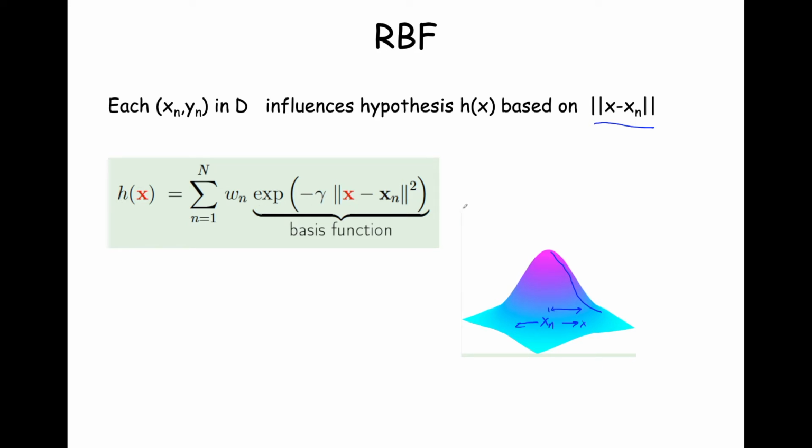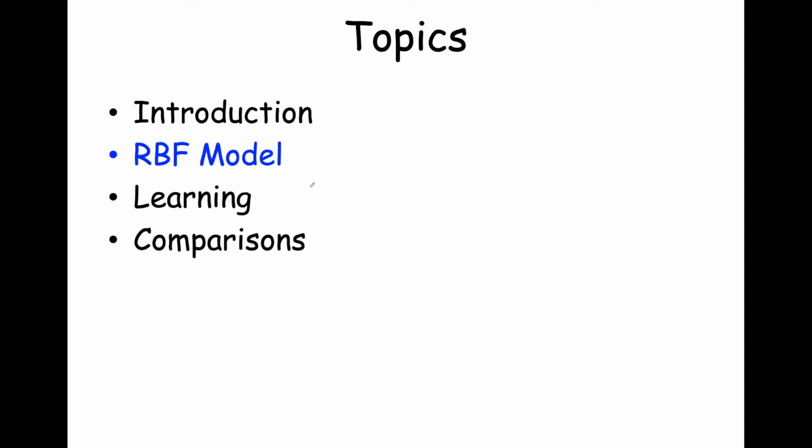And it looks almost like an interpolation. The output of our hypothesis is some weighted combination, where the weights are wn, of a soft influence, a decaying influence, relative to each of the in-sample points. Now, of course, we have a parameter here, gamma, and gamma can be either very large or very small. We'll talk about the impact of gamma in a few more slides.